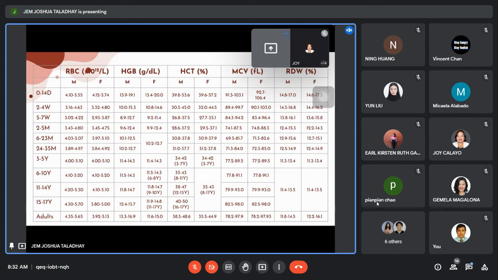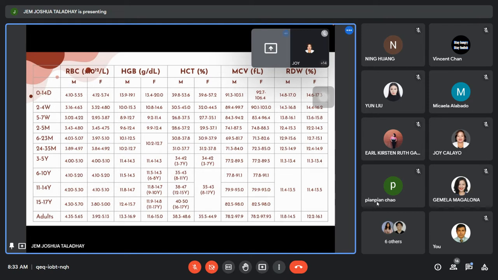I got this reference range from Mayo Clinic, but I haven't read any literature that explains specifically why there is so much fluctuation on the normal values depending on the specific age range, especially on the earlier stages from birth to at least 5 years old.